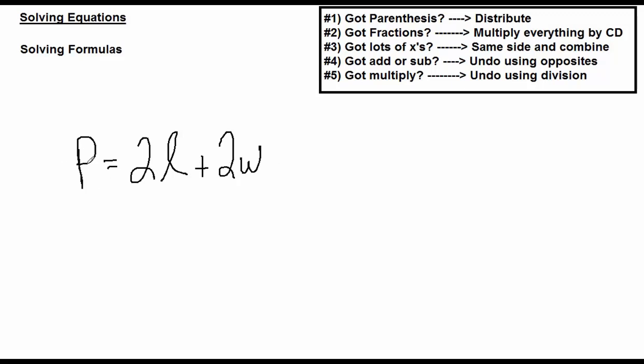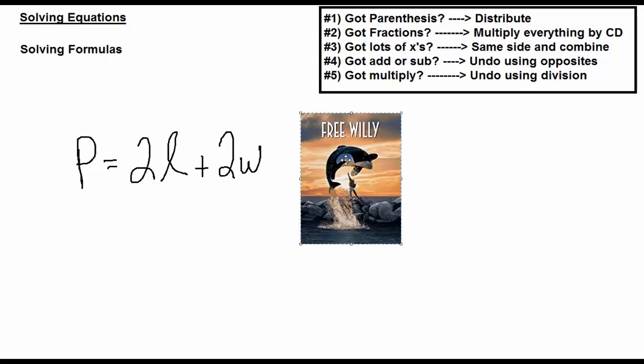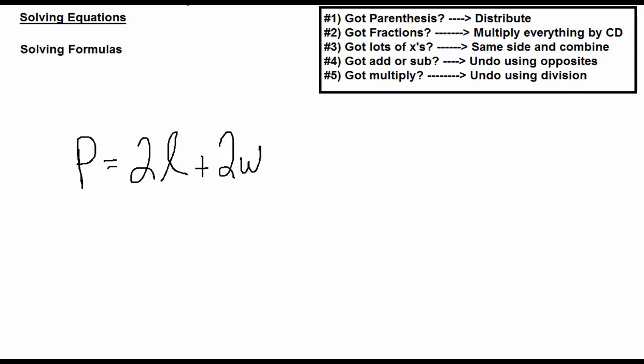Now, this is a great formula for finding perimeter of a rectangle, but sometimes it might not be what we're looking for. Maybe we don't want to figure out what P is. Maybe we want to figure out what W is. I sometimes call these types of problems the Free Willy problems. I don't know if you've ever seen that movie, but you know, they're trying to free the whale. Well, sometimes we might want to free a different variable. Right now, P is free. P is all by itself, but we might want to free something else. This W, the Willy.